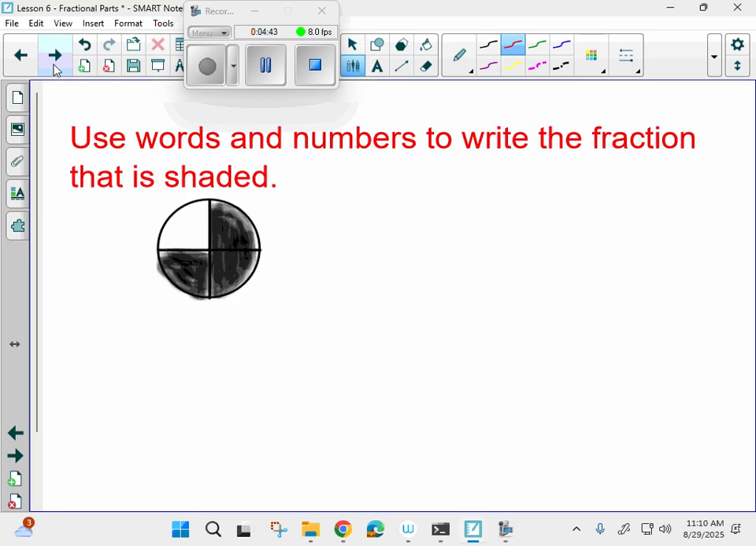Use words and numbers to write the fraction that is shaded. All right. Macy says it is 3/4. Excellent. And you're going to write it also with words. And that would be 3/4, three fourths.